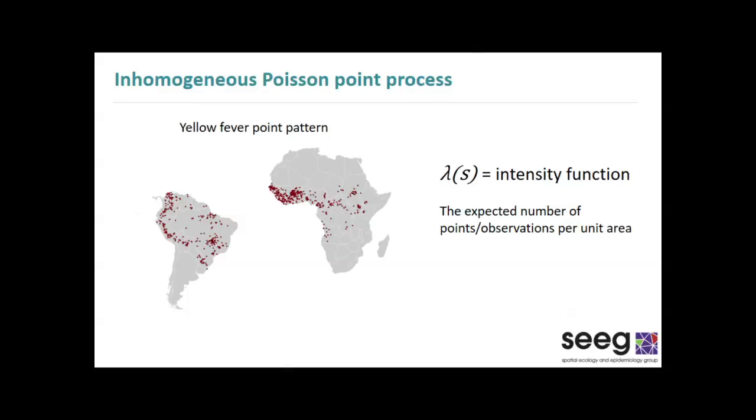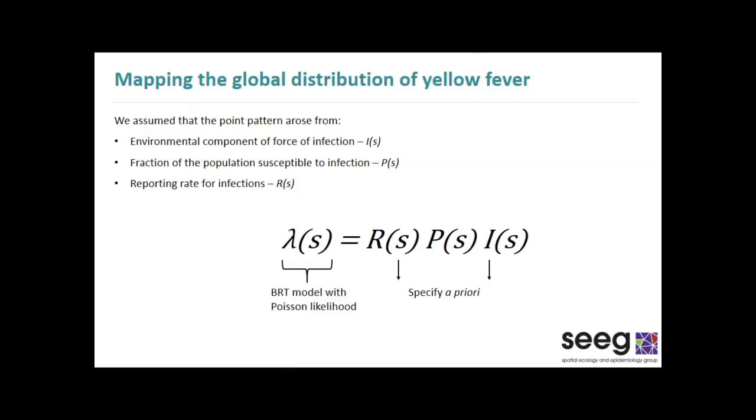So the idea is that you have a point pattern of locations where a disease or also a species has been identified or sighted. This can be described using an intensity function over space, lambda(s), which is also the expected number of points or observations per unit area. I assumed that the point pattern for reports of yellow fever arose from three independent processes: the environmental component of force of infection, so the number of cases per person over the course of the study period; the fraction of the population susceptible to infection; and the reporting rate for infections.